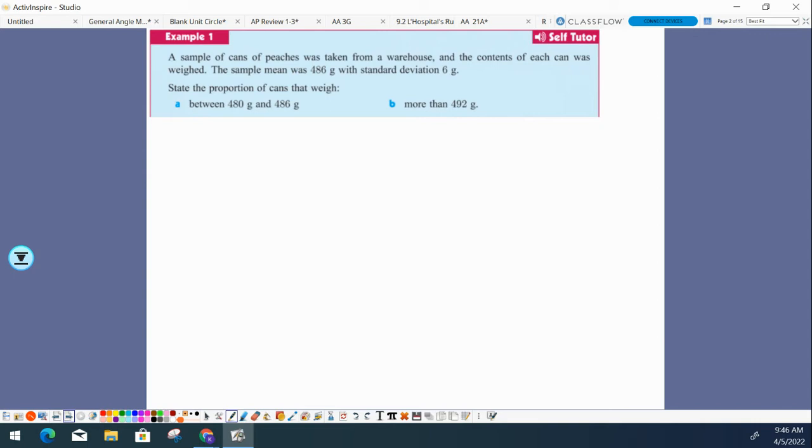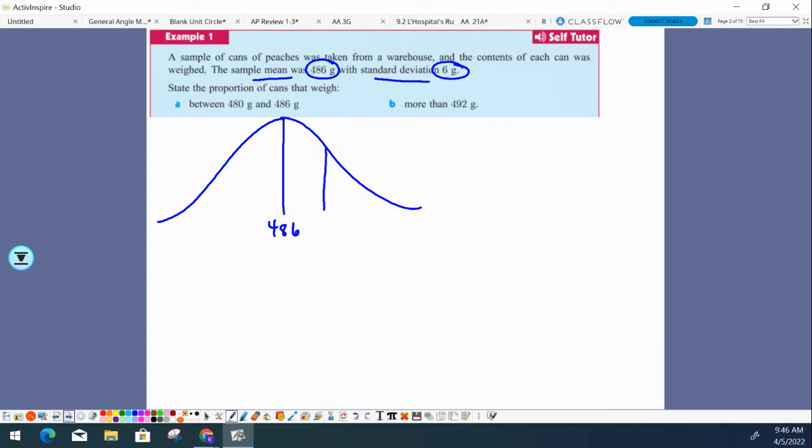All right, so for example 1, the 2 big things we need to know for normal distribution is your mean and your sample deviation. So the first thing you're always going to do is draw the curve. Put your mean down the middle. And I'm not real good about actually using the inflection points, but it's pretty close. Then what we're going to do is add 6 going to the right. So add 6 3 times. And then we're going to subtract 3 times to the left.